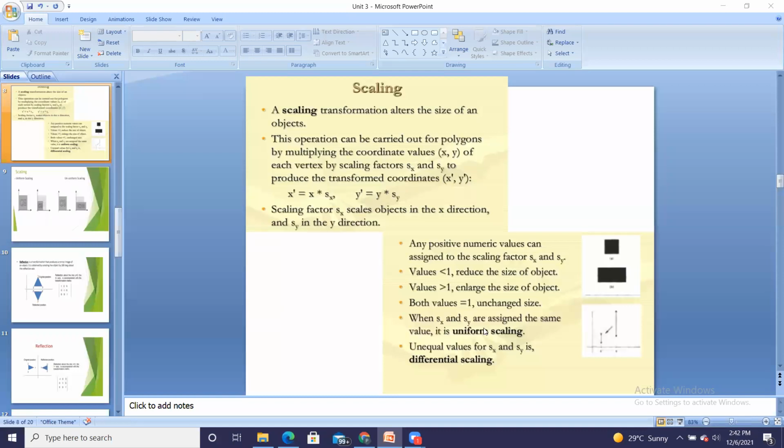So uniform scaling means Sx and Sy both are the same. That means the quantity by which I will enlarge along the x-axis, in the same quantity I will be enlarging along the y-axis. So when Sx and Sy both are the same, we call it uniform scaling. And whenever Sx and Sy are not equal, we call it differential scaling. So these are the two types of scaling.